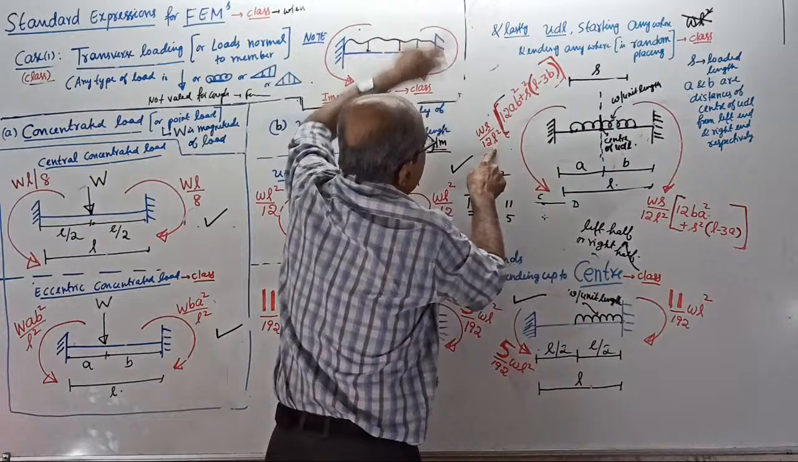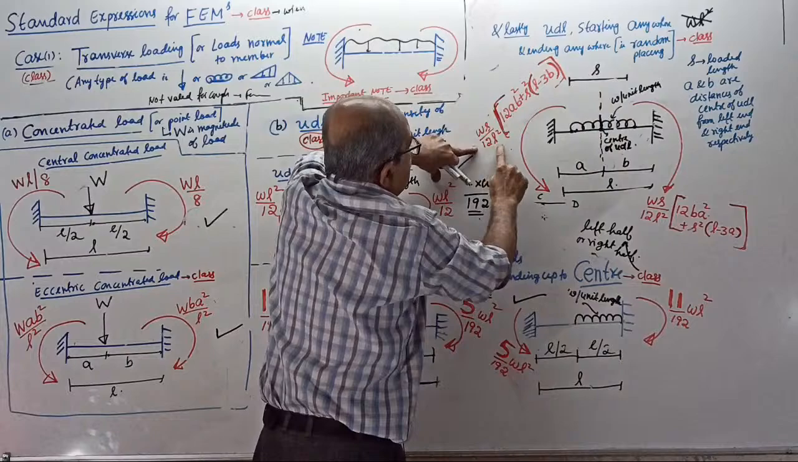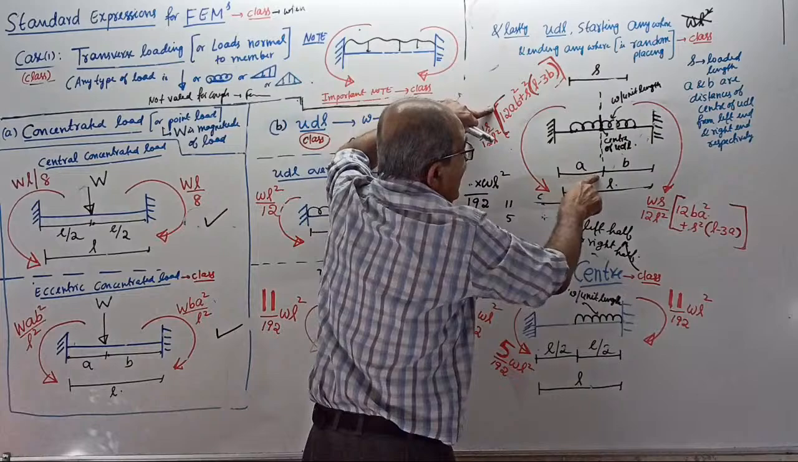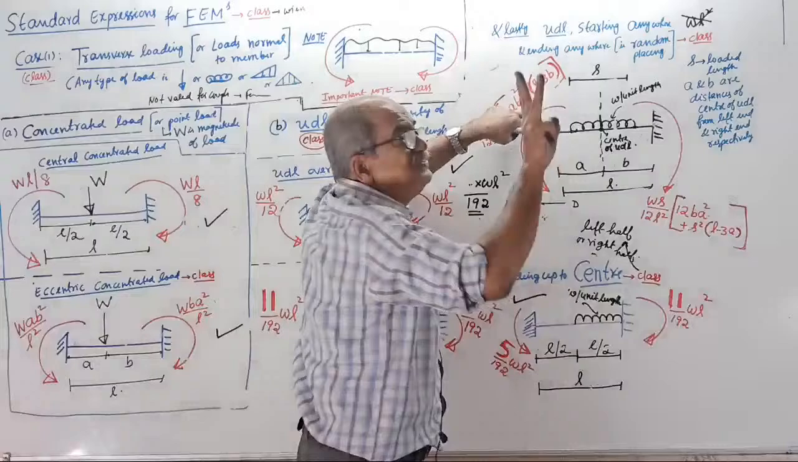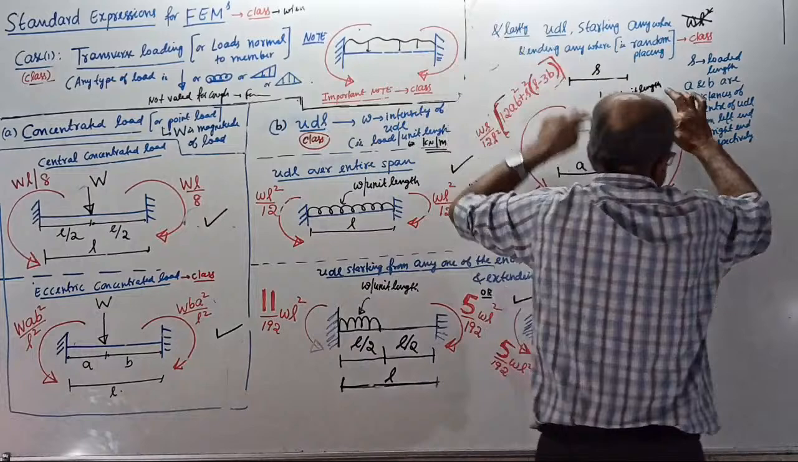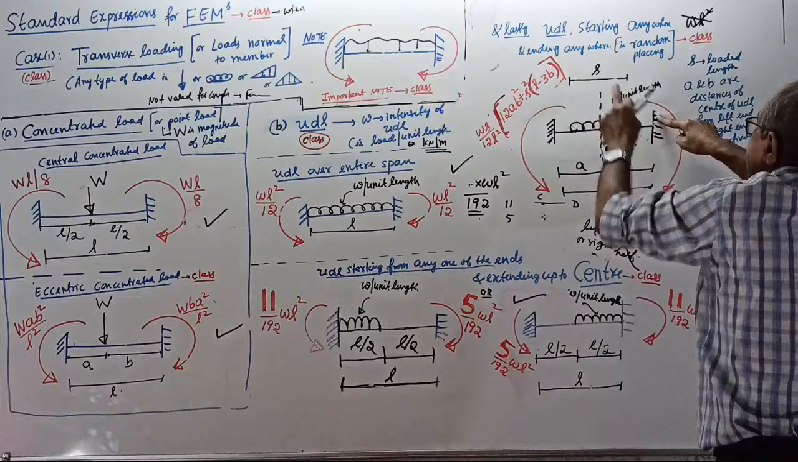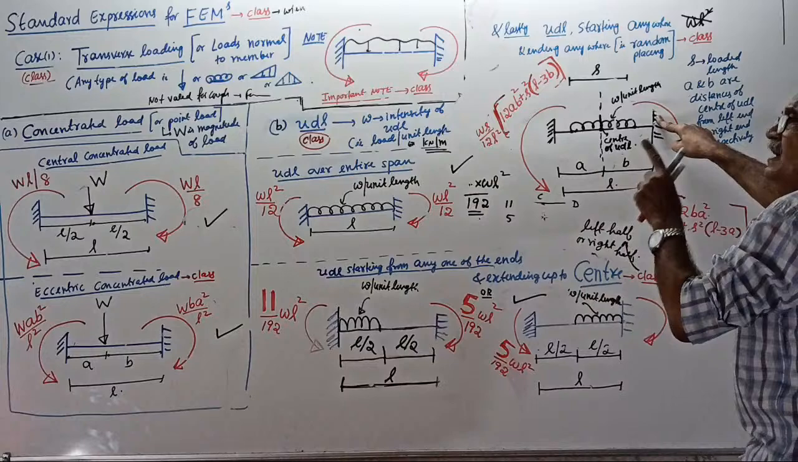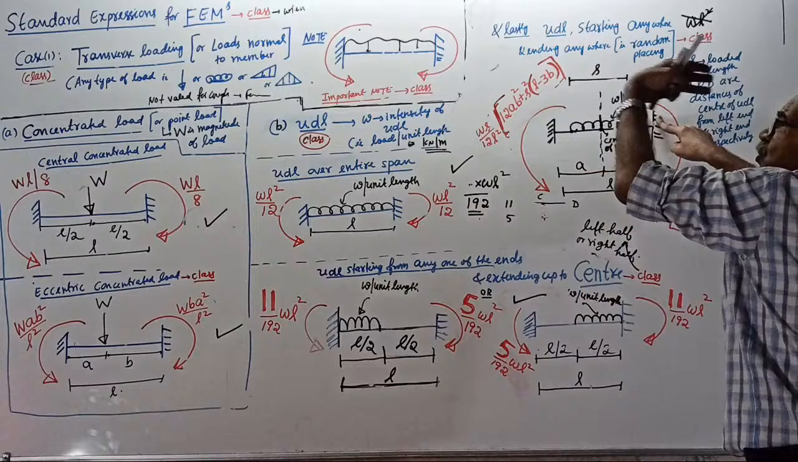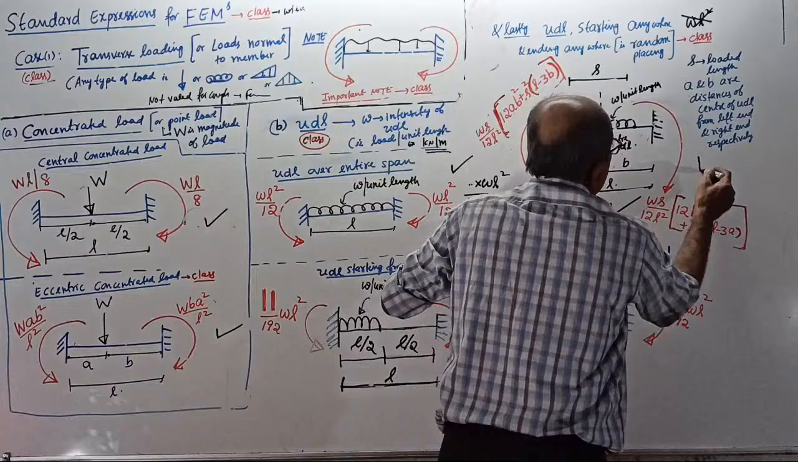See here, once again, intensity W into loaded length S, divided by 12 L square into the big bracket: 12 into A into B square by L square plus loaded length square, S square into mini bracket, L minus 3 times the other distance, B. Here, W intensity, loaded length S, divided by 12, divided by L square into 12 into B into A square, plus loaded length square, S square into L minus 3 into A. This also thoroughly clear? This is what I told in words. Tell me, is it thoroughly clear?